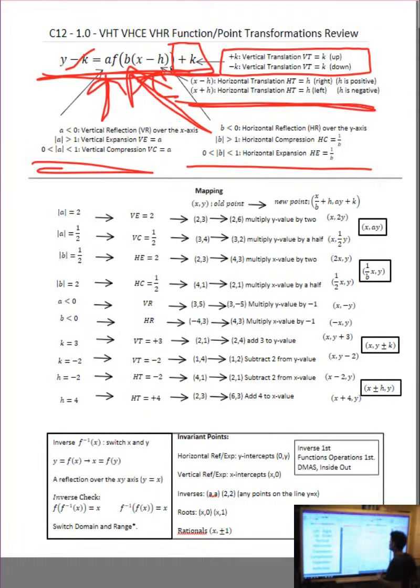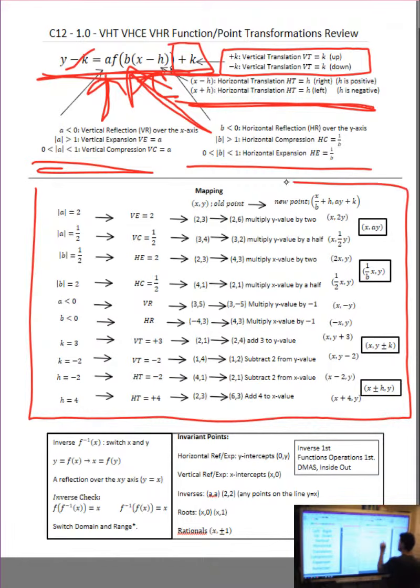And if b is greater than 1, like 2, this time it's a horizontal compression of 1 over b, or 1 over 2. So again, we're going to do the opposite of what we see inside the brackets with respect to h, left and right, and the reciprocal of what we see inside the brackets with respect to b. So down below is a whole bunch of examples of what all the different letters can be.